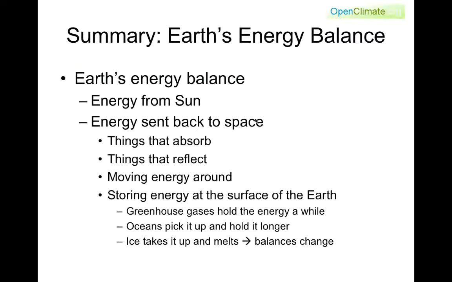So in summary, energy comes from the sun, it's sent back to space. You can reduce your thinking to what happens to this energy, or things that absorb it, things that reflect it, and then we get energy moving around, which we have not really talked about in this module. We store the energy at the surface of the Earth. Oceans pick it up and hold it longer. Ice takes it up and melts. And that balance between solid, liquid, and gaseous or vapor water is changed.